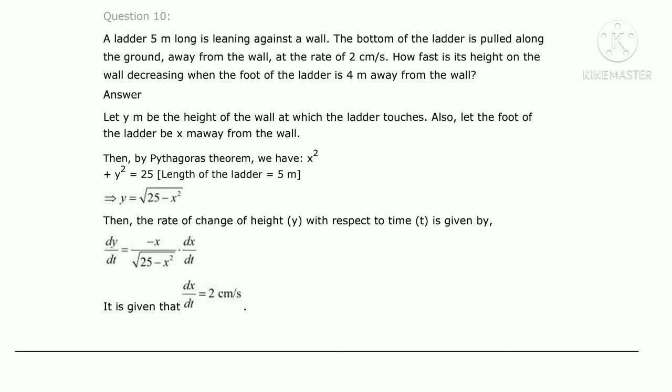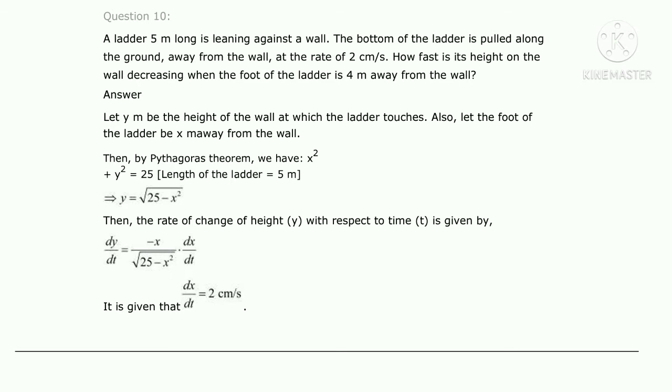A ladder 5 meter long is leaning against a wall. The bottom of the ladder is pulled along the ground away from the wall at the rate of 2 centimeter per second. How fast is its height on the wall decreasing when the foot of the ladder is 4 meter away from the wall? So that means here the first thing, a ladder 5 meter long is leaning against a wall.